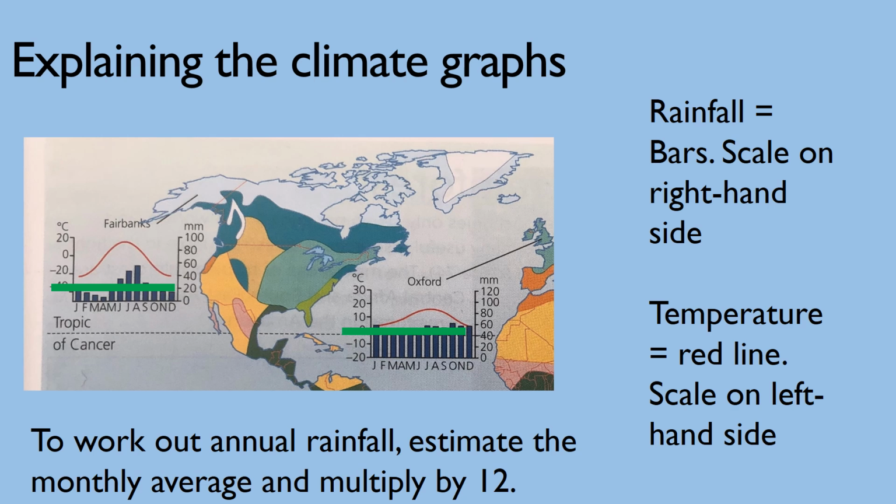Okay. If you look at the two scales, you've got one on the left, one on the right. Degrees C is on the left hand side, it's actually temperatures. And then the rainfall, the millimeters, that's going to be your rainfall. So to work out the annual rainfall, estimate the monthly average, which I've done there by putting a green line across, multiply that by 12. So if you look at Fairbanks, for example, the monthly average is about 20 millimetres, multiply that by 12 and you've got 240 millimetres a year.